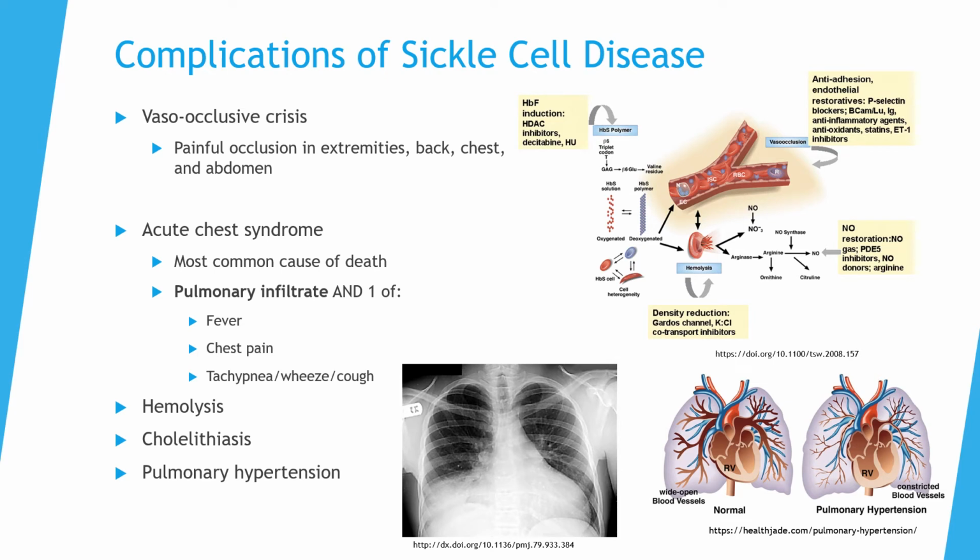Complications that can arise from sickle cell disease include the vaso-occlusive crisis. This occurs when there is significant occlusion from sickling of the red blood cells, and it is a painful sensation in the extremities, back, chest, and abdomen in particular. Acute chest syndrome is the most common cause of death from sickle cell disease.